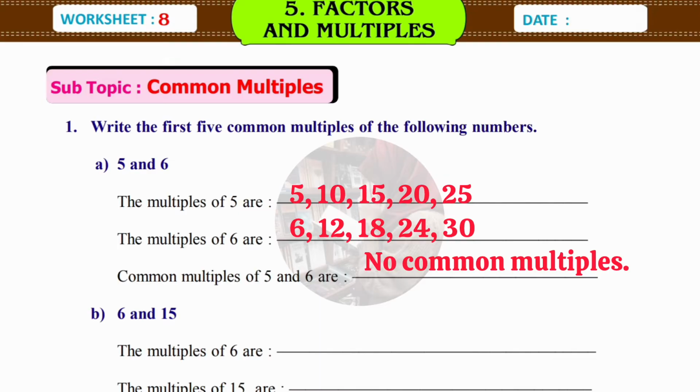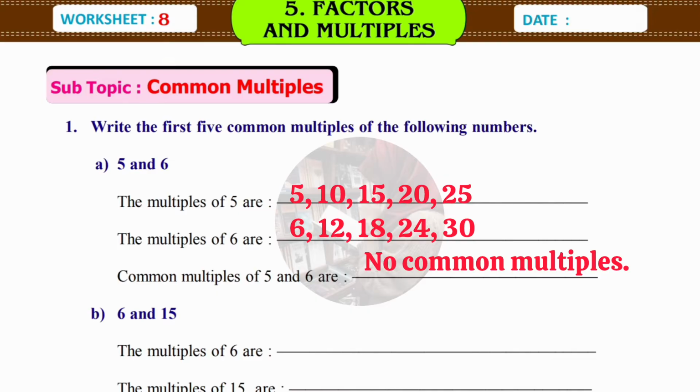We have written only the first 5 multiples of the given numbers. After writing these, we have to check the multiples of both numbers and pick the common multiple among them. So did you find any common multiple here? 5? No. 6 also no. 10 no. 12 no. No, there is no common multiple.